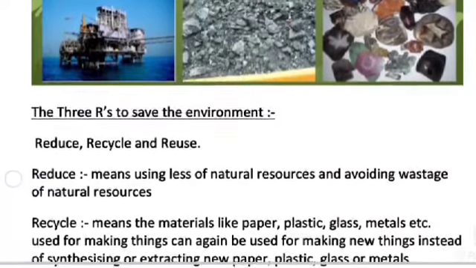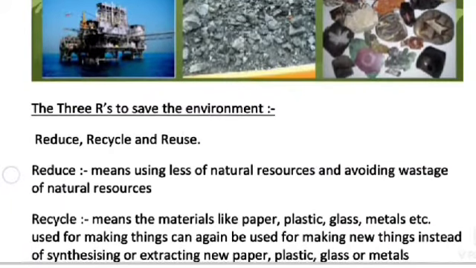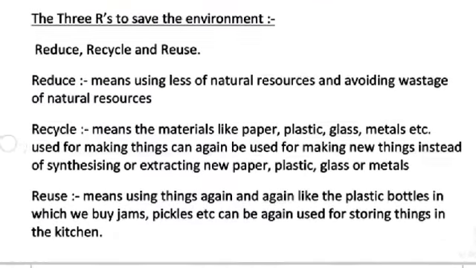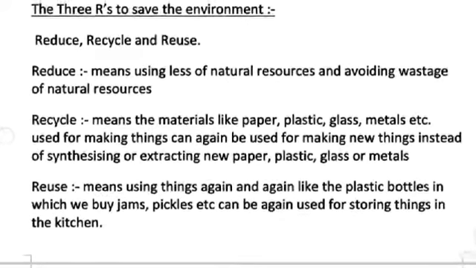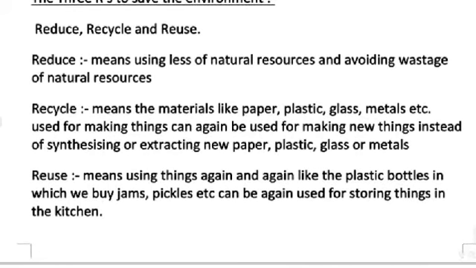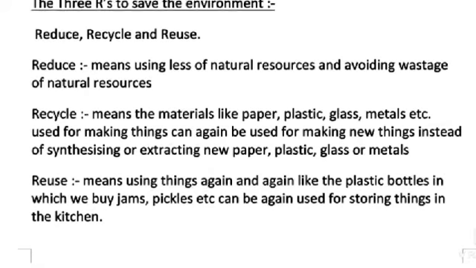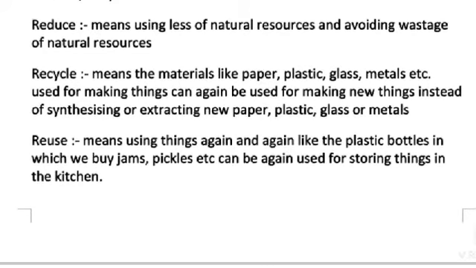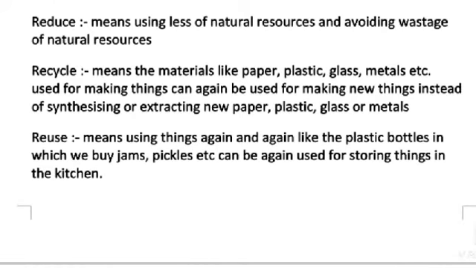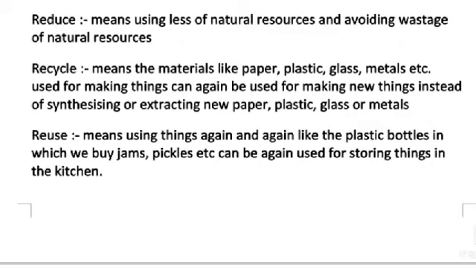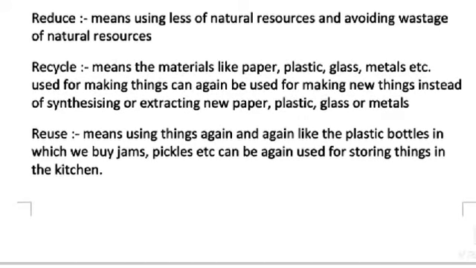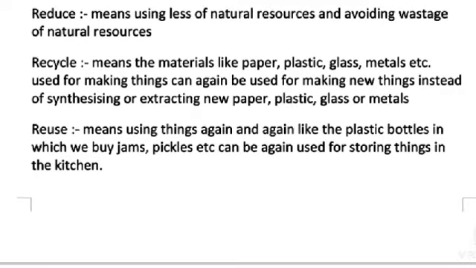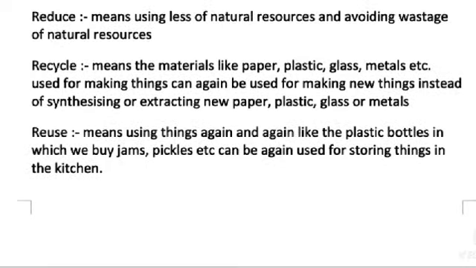The three R's to save the environment: reduce, reuse and recycle. Reduce means using less of natural resources and avoiding wastage of natural resources. Recycle means the materials like paper, plastic, glass, metals, etc. used for making things can again be used for making new things, instead of synthesizing or extracting new paper, plastic, glass or metals.